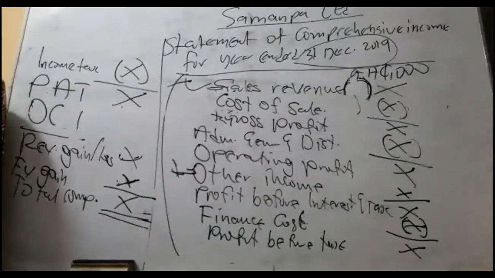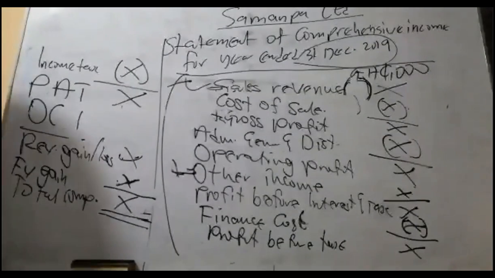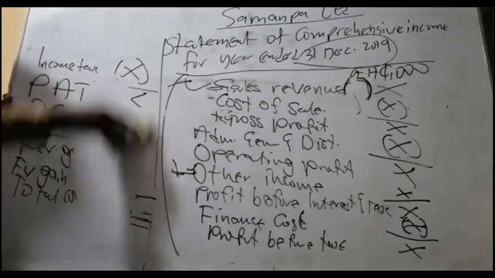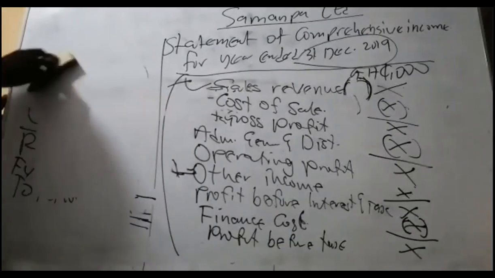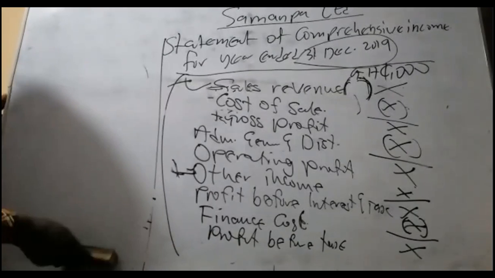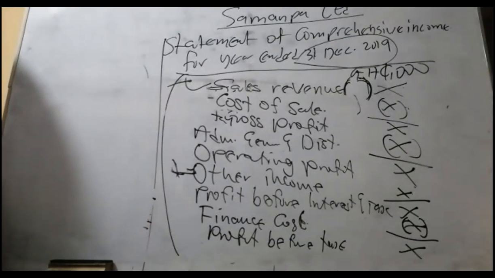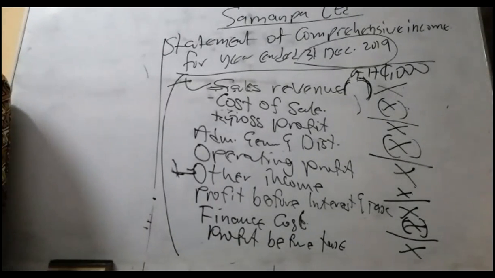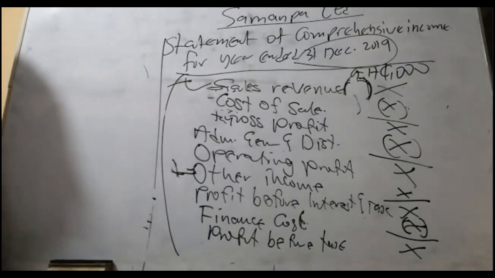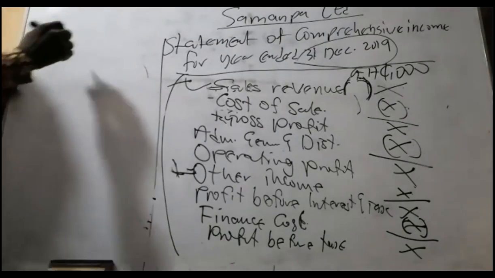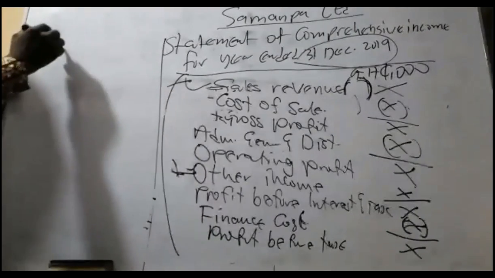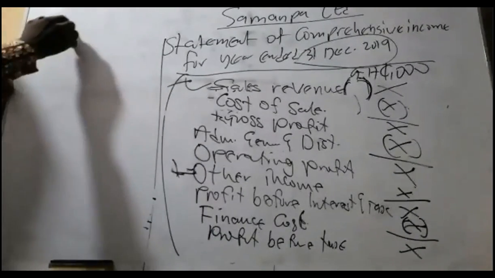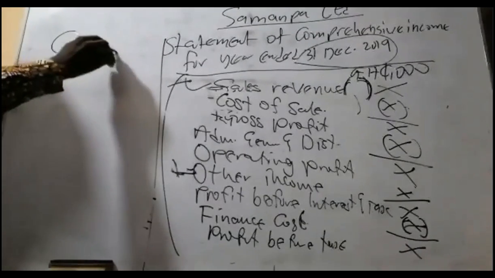Now, cost of sales. Let's go through cost of sales. How are we going to approach cost of sales first? Two things will happen. Either the examiner will give you cost of sales on the trial balance, or they will not do that and you will see purchases on the trial balance. All the same, cost of sales is made up of the following. So, cost of sales workings.